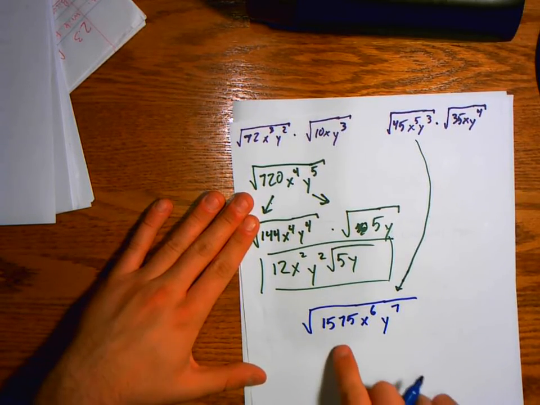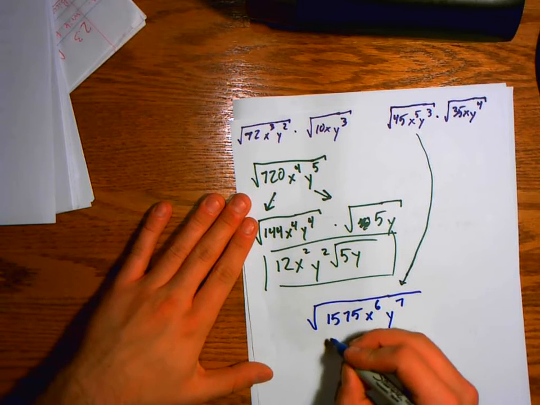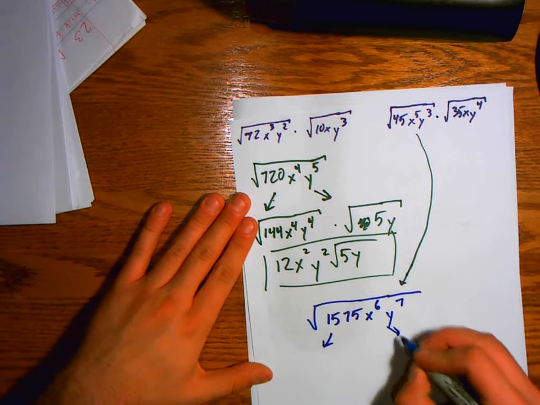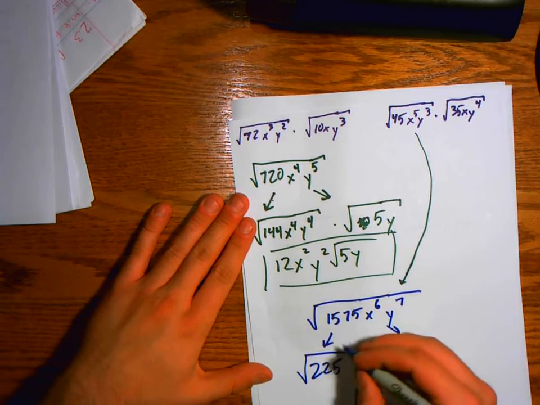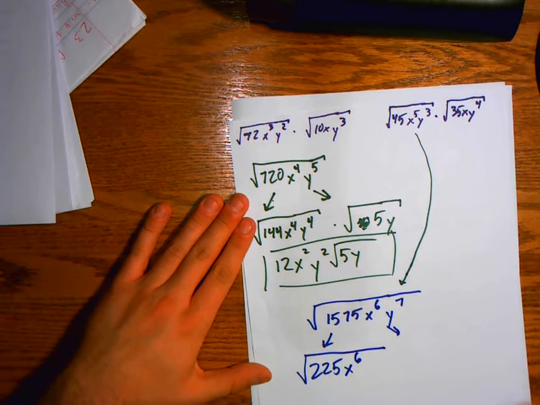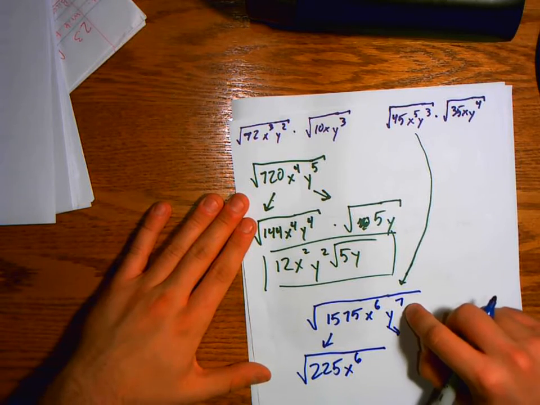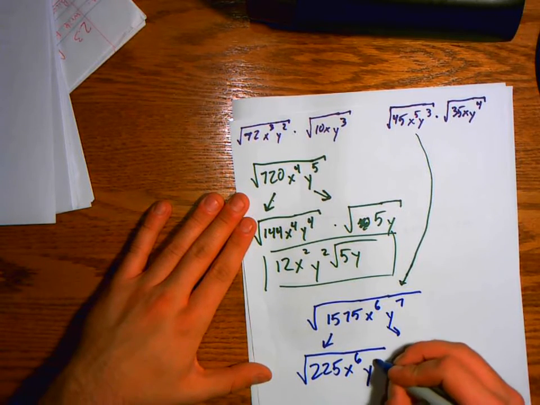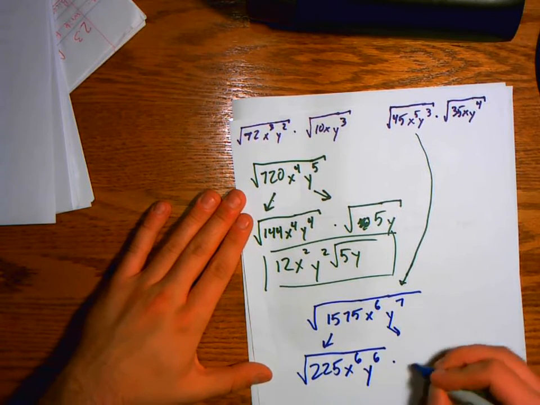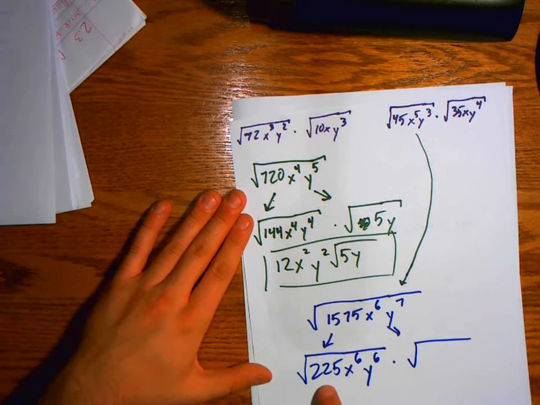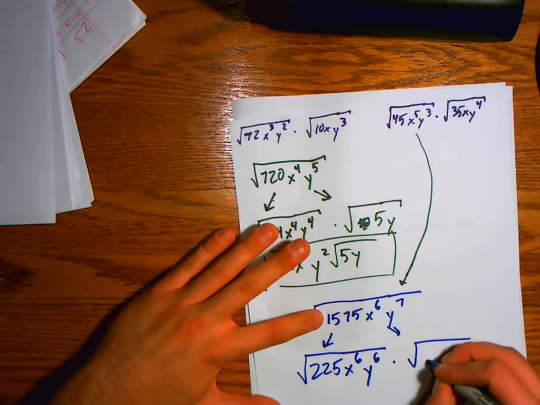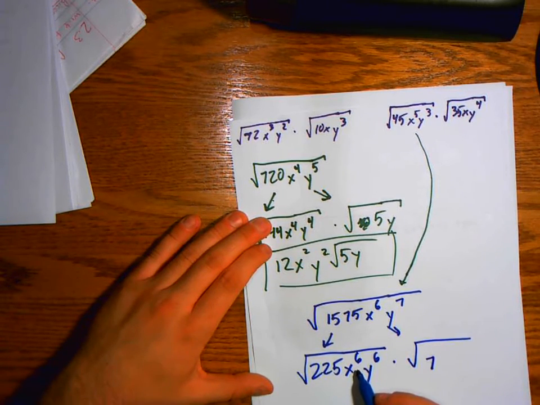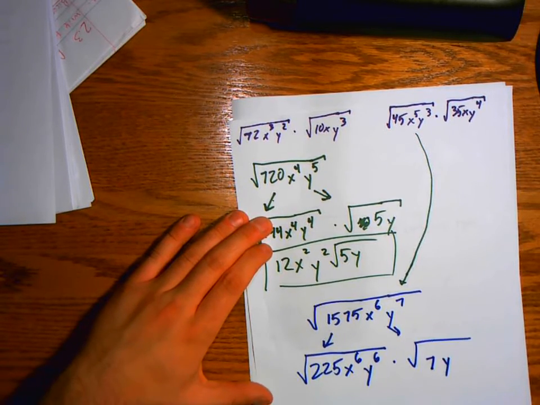Now the largest perfect square that can be factored out of this is the number 225. The largest perfect square that can be factored out of x to the 6th is x to the 6th. And out of y to the 7th, the largest perfect square is y to the 6th. Everything that is being left over, so the other factor of 225 that is being divided into 1575, is 7. We have all of our x's over here, and we took out 6y's, which means we are left with 1.